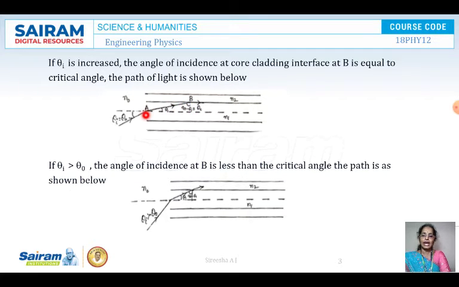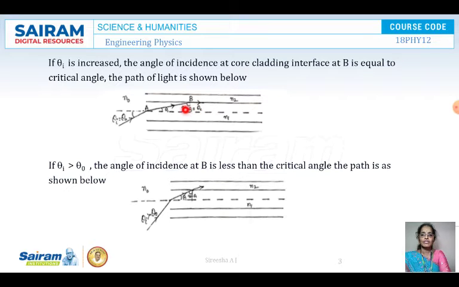The point at which the ray enters the core is called point A, and the point at which total internal reflection takes place is called B. Now we have to see that at point B, if theta I at A is increased to theta I equal to theta naught, then what is happening at point B? 90 minus theta I becomes equal to the critical angle, because here the ray is grazing the two media, that is n1 and n2. That means the angle R is equal to 90 degrees. Therefore 90 minus theta I is equal to the critical angle.